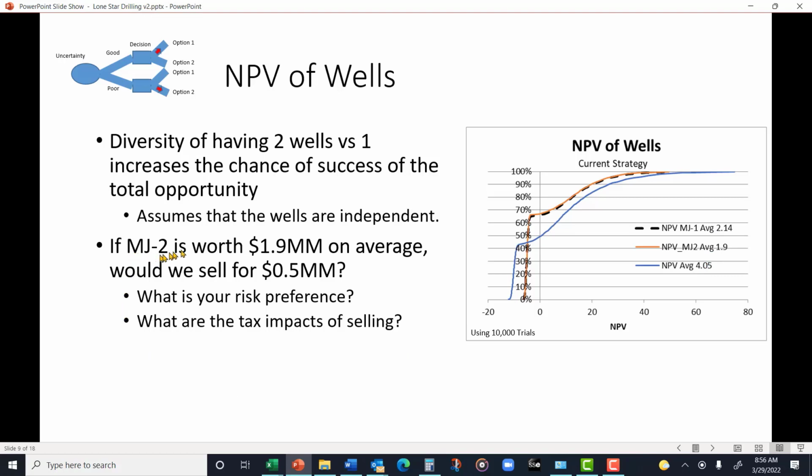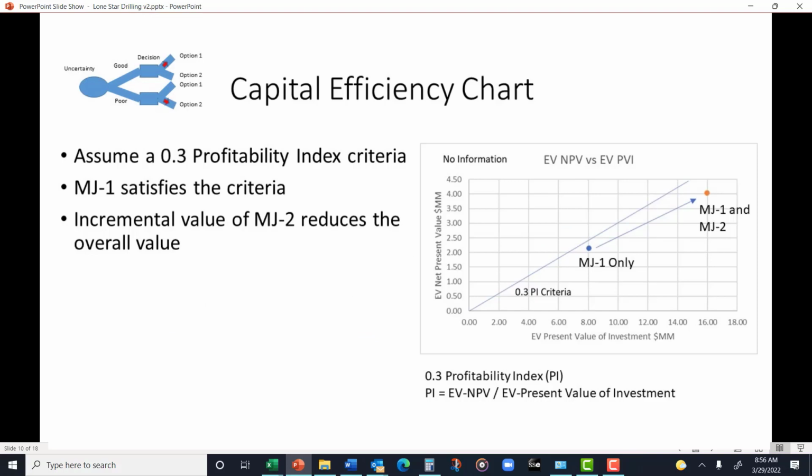So if MJ2 is worth $1.9 million, that's the orange line, on average, would you sell it for 0.5? What is your risk preference? What are the tax implications of selling, which are not included in this model?